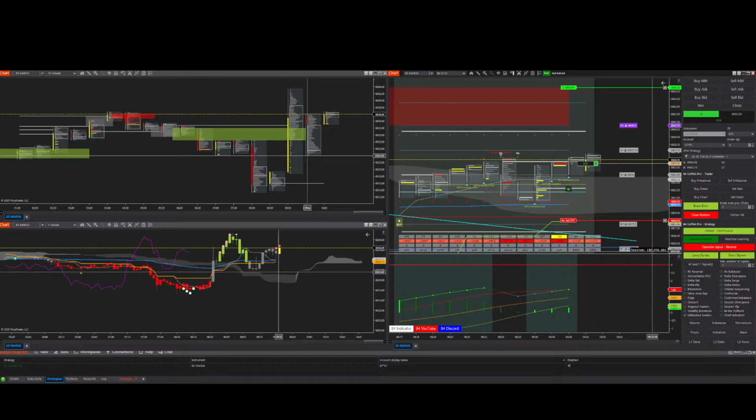Alright guys, it's pausing out right here. It's slowed down considerably. Look at the amount of volume we have right here.